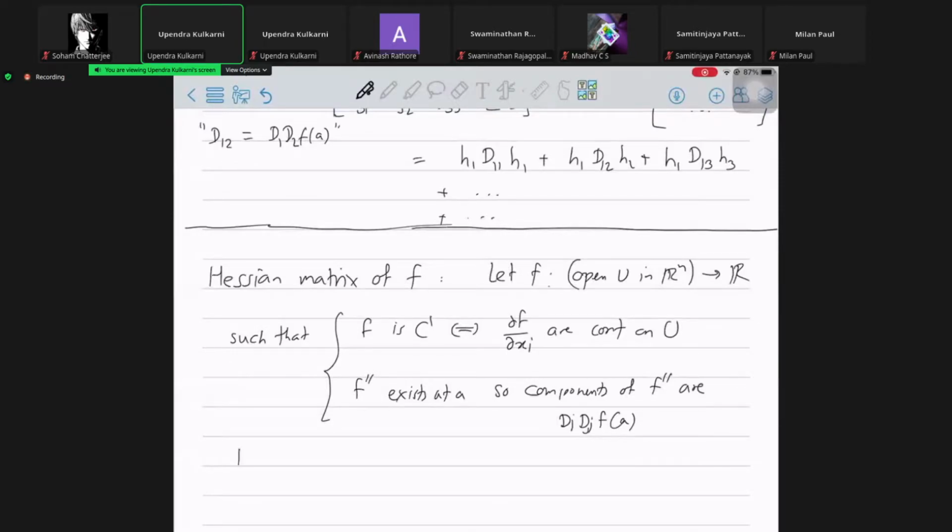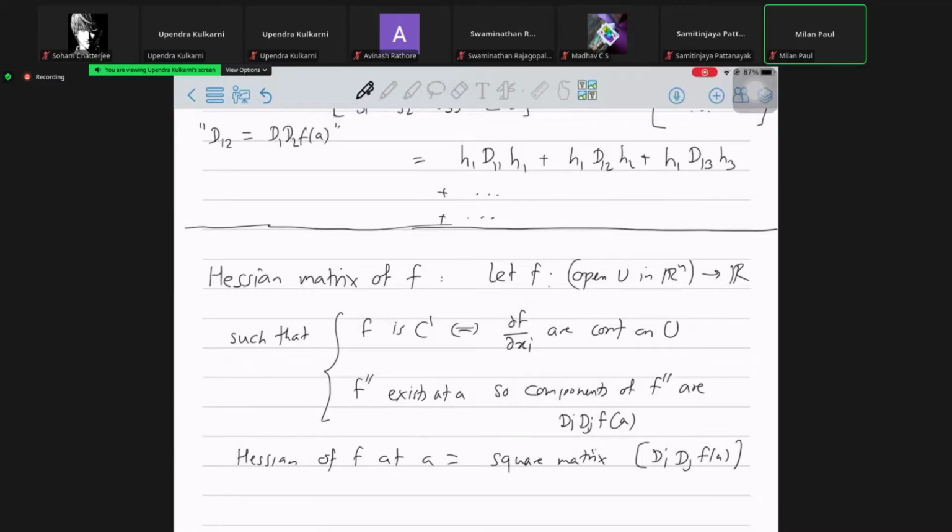Then the Hessian, let's not even say matrix, the Hessian of f at a is the square matrix, precisely this Di Dj of f. Just based on what I have given so far, does this matrix have to be symmetric? No, because I do need the second partial derivatives to be continuous. So if f is C2, then this matrix will be symmetric.